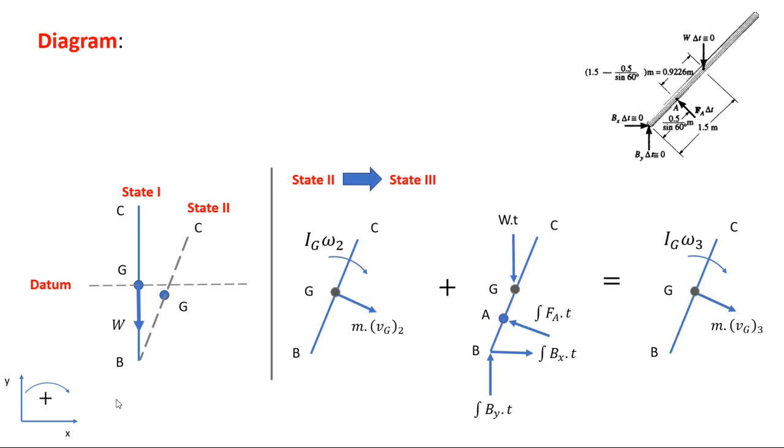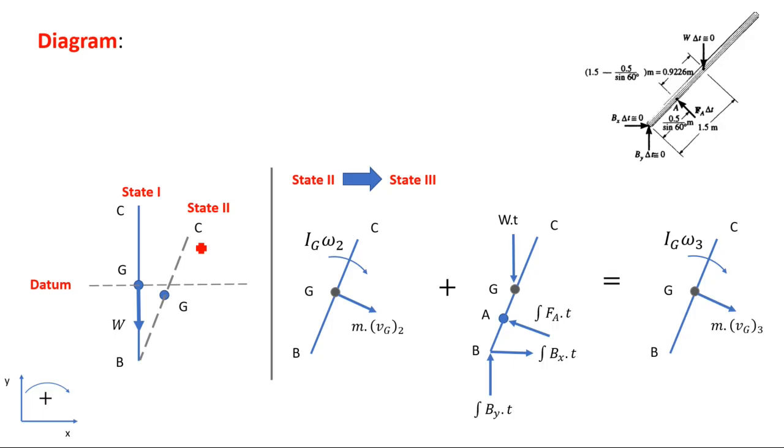For the state 2 to state 3, first it is rotating with the Ig omega 2, with the mass multiplied by the velocity G2, and then suddenly it is going to hit the curve at the point A. So we're going to have the force A perpendicular to that point, and we have the two reaction forces at the point B. We have the weight going downward, and this will help me find the third state, which is going to be the Ig omega 3. And here we're going to have the mass multiplied by the velocity 3. Okay, so that will be what we are going to solve for.